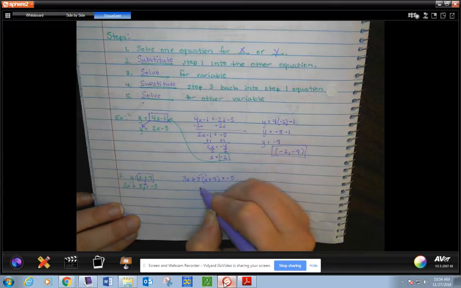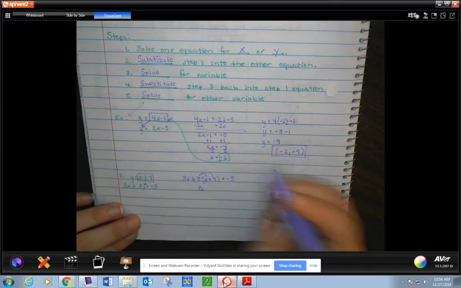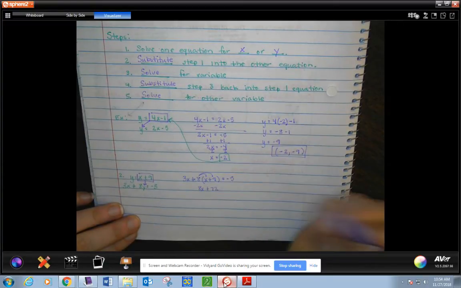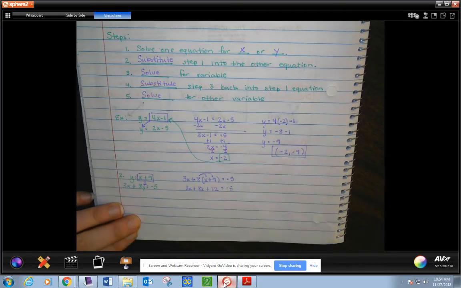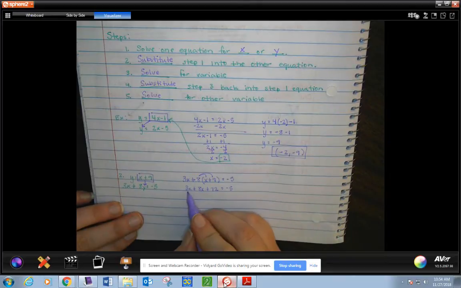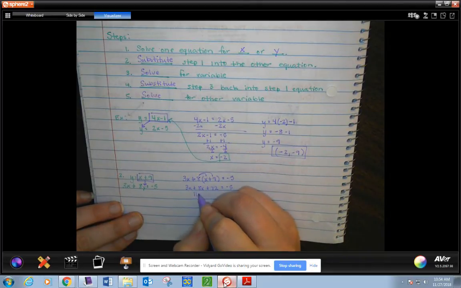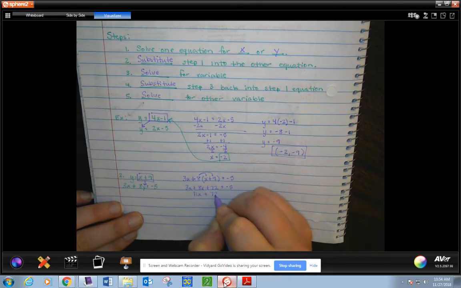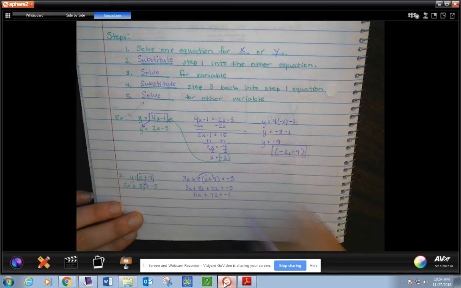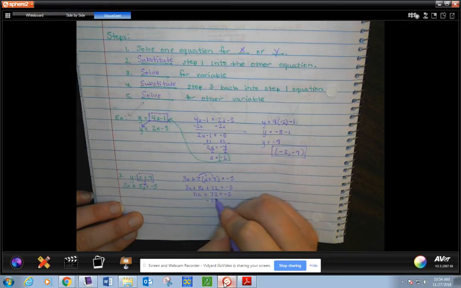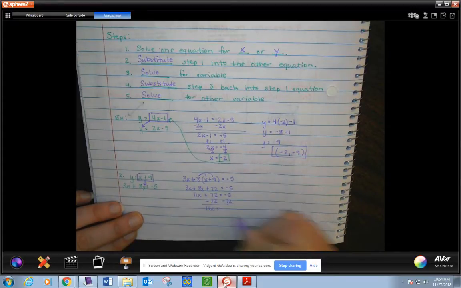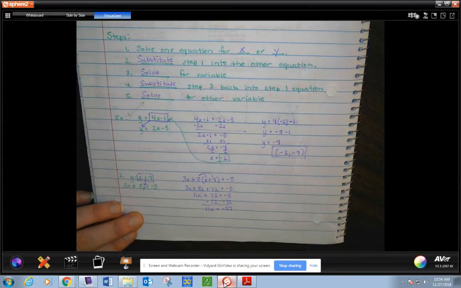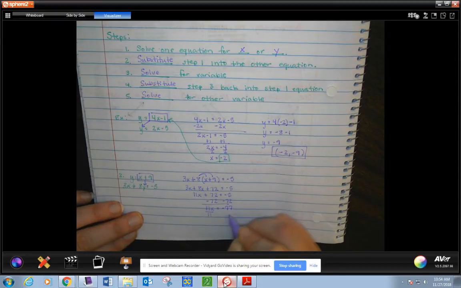So 8 times x is 8x, and 8 times 9 is 72. Then I just bring down the rest of the equation. A 3x and an 8x make an 11x, so I have 11x plus 72 equals negative 5. I must move the constant by subtracting it, and I get 11x equals negative 77. When I divide by 11, I get x equals negative 7.